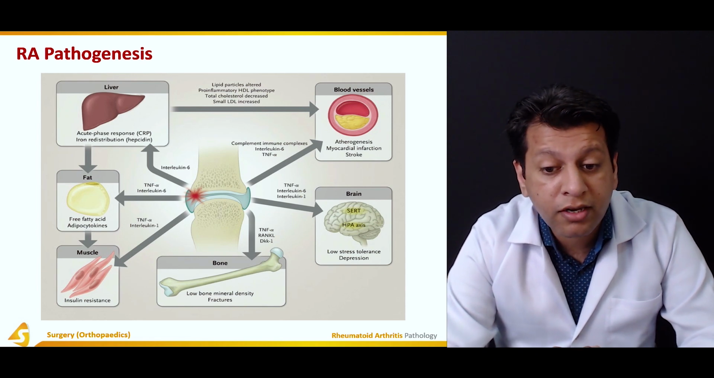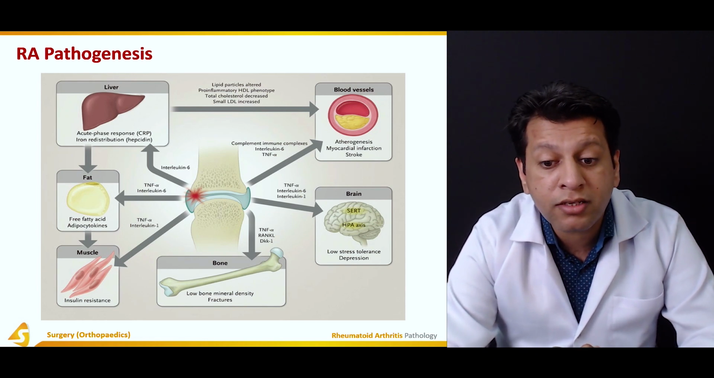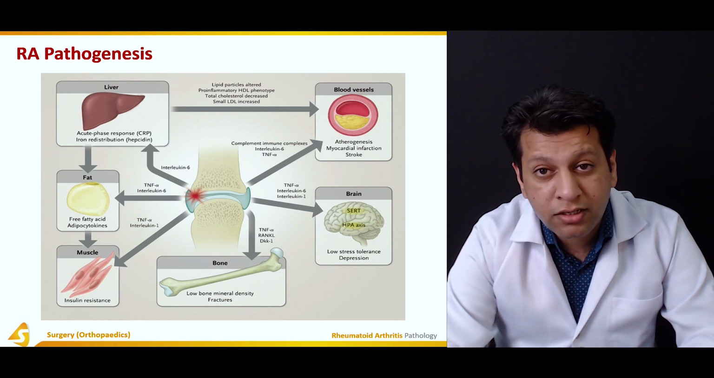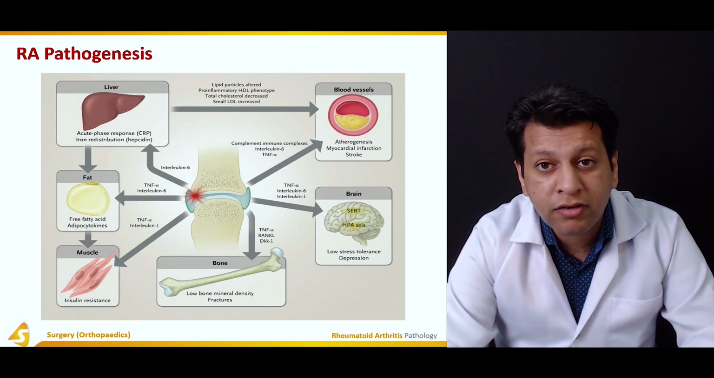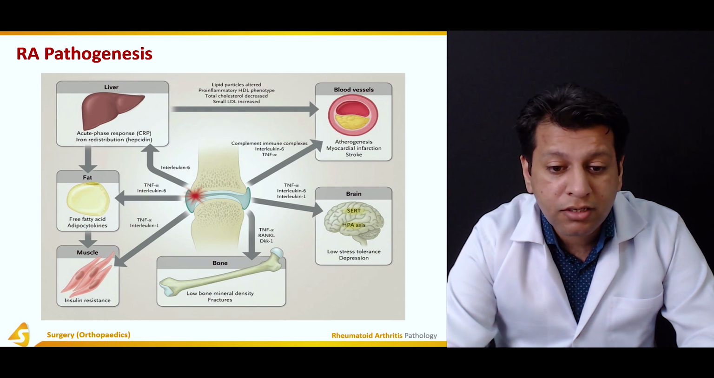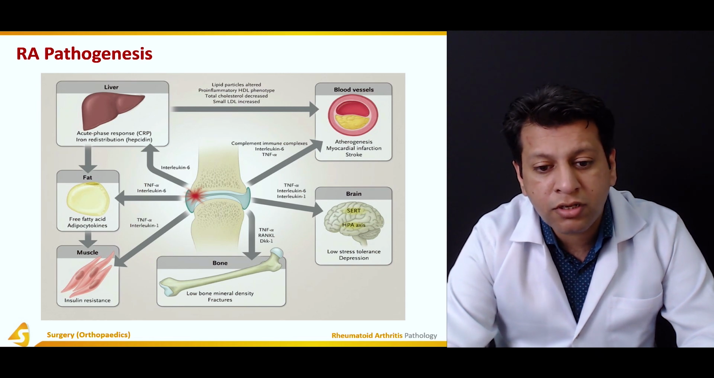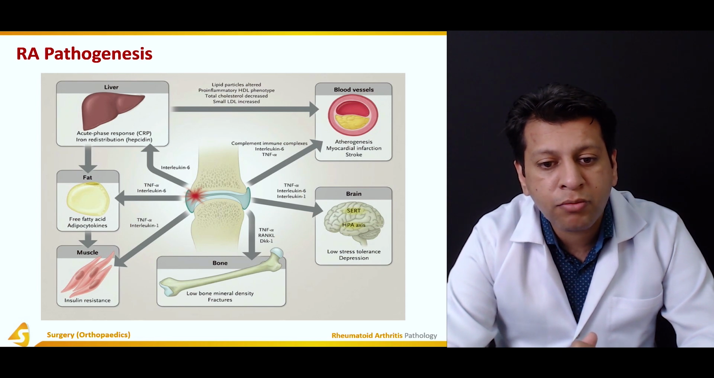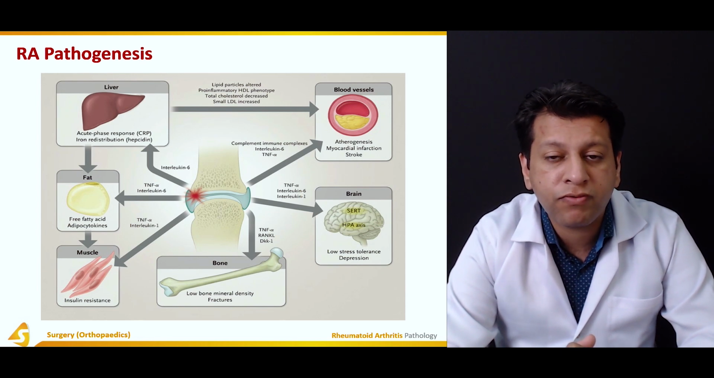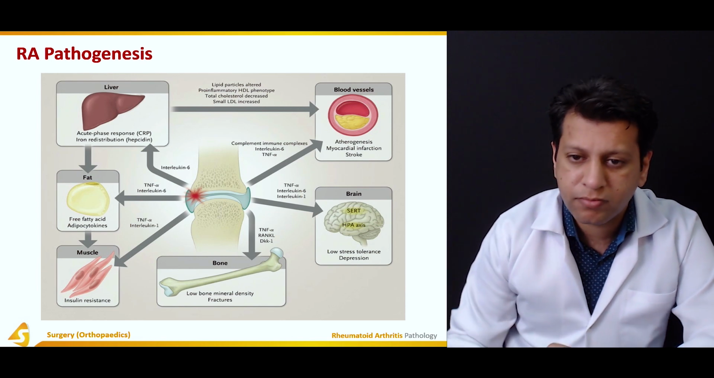In the bone, they result in low bone mineral density and increased chances of fracture, as there is increased osteoclastic activity going on. In muscles, there is insulin resistance, resulting in diabetes mellitus, and increased production of adipocytokines, which further causes insulin resistance in the body, resulting in diabetes mellitus.